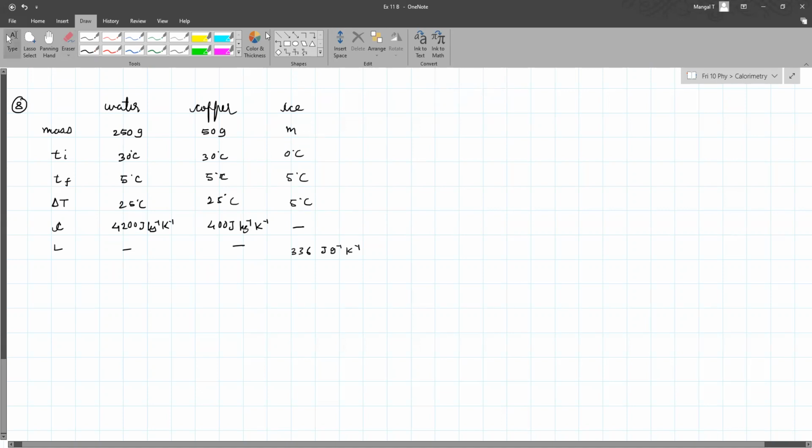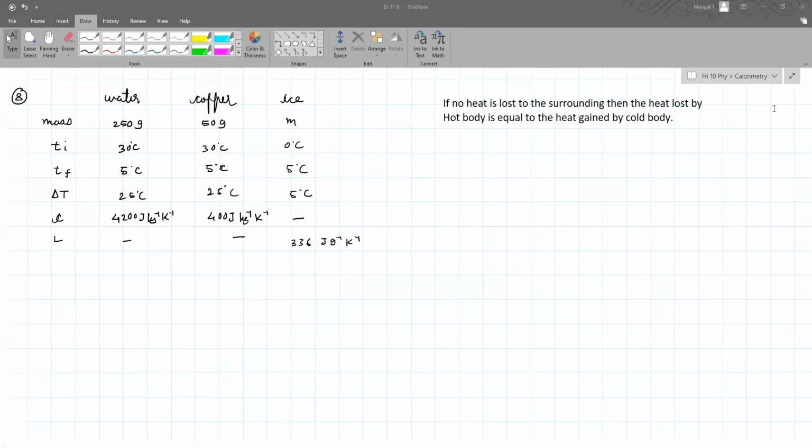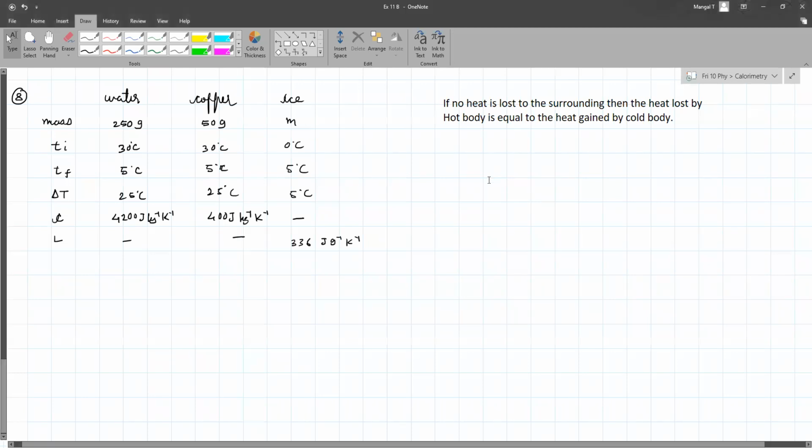Now we are going to write down the statement that we had written earlier for the earlier exercise. When no heat is lost to the surrounding, the heat lost by hot body is equal to the heat gained by cold body. So we are going to write down that statement. Remember, in the exam, there are no marks for writing that statement unless they ask you questions like what is the assumption that you have made. But if you don't write, then you lose marks.